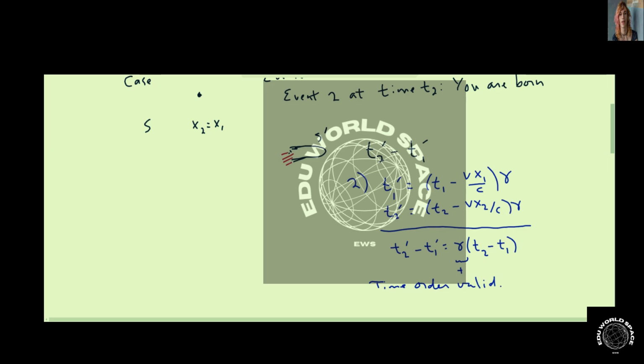Okay, so let's take a look at a slightly different case. Let's turn this around and make two events happen in frame S, and ask ourselves the question: what are the conditions in frame S so that the time ordering gets mixed up in S prime?